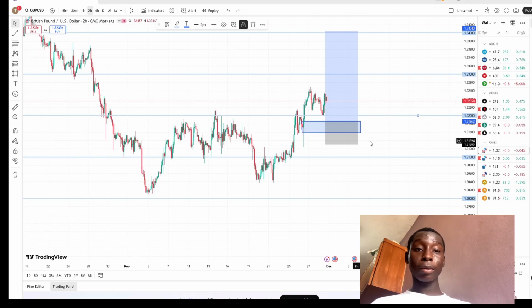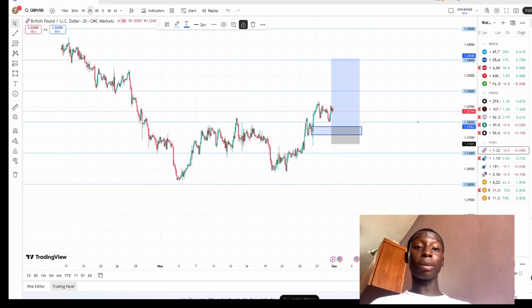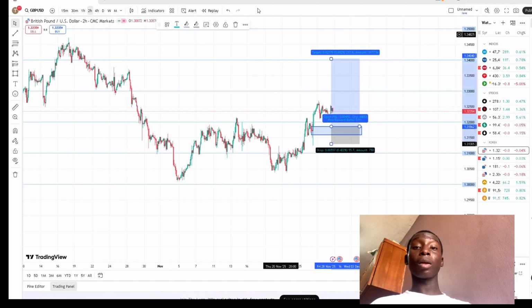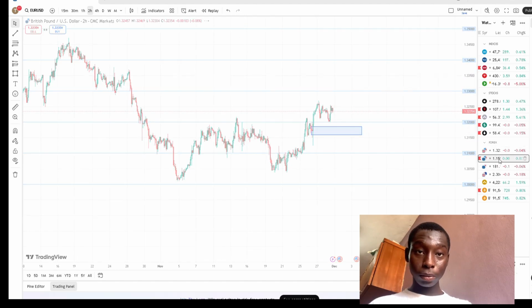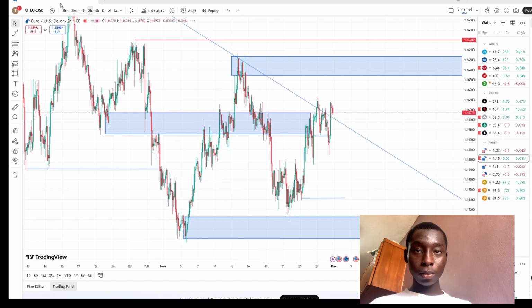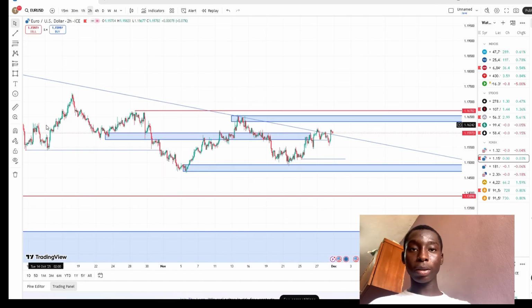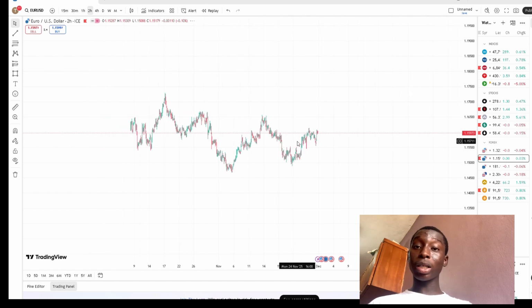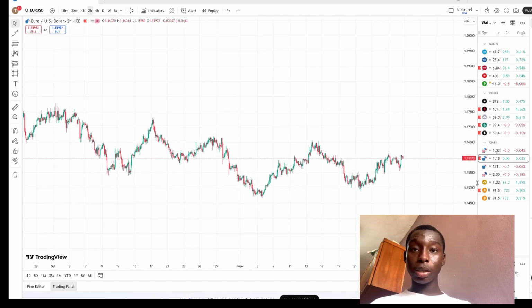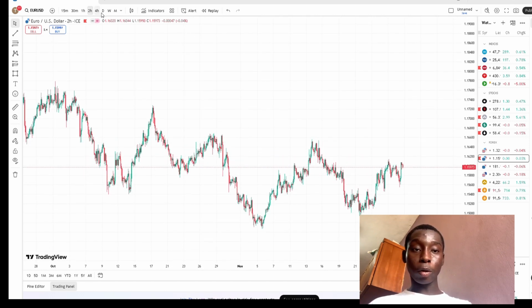Okay, so let's move down to the next pair. The next pair is EURUSD. So let's clear the chart and make a new analysis here. First, we move on to the monthly time frame.